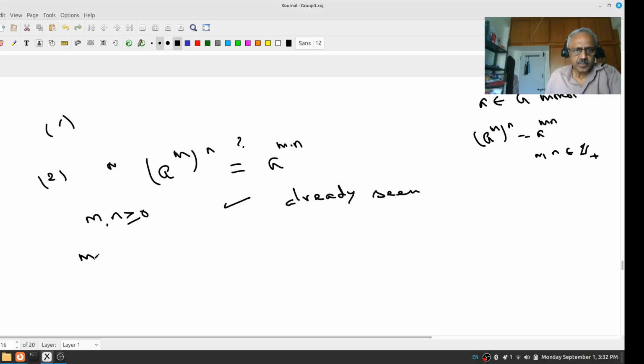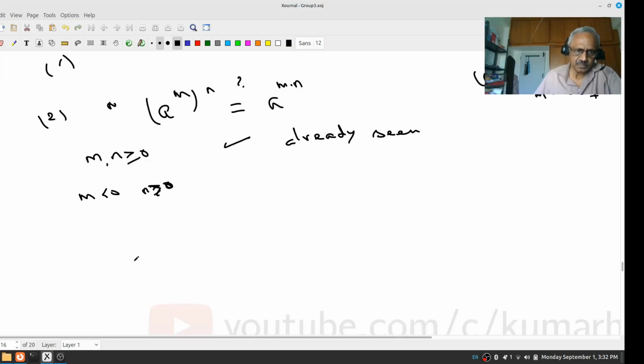Okay, suppose m is negative and n is greater than or equal to 0. Let us assume n positive, otherwise these things are easy. Because if n equals 0, then a group element to the power 0 by definition is the identity, right? And n is 0, therefore this is a to the power 0, again identity, so it is true. So we can as well assume they are non-zero.